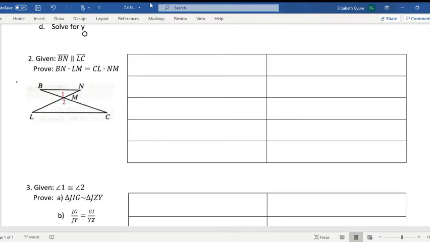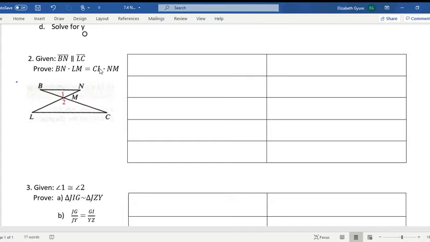All right, so we're going to take a quick look at two proofs now, because there's a couple of proofs in your homework. So for problem number 2, I guess proof number 1, we are given that segment BN is parallel to segment LC, and we're going to prove that the measure of BN times the measure of LM is equal to the measure of LC times the measure of NM. Something I want you guys to notice is that this proof is our actual means extremes theorem. So it's going to be the proportional sides with the means extremes theorem applied to it.